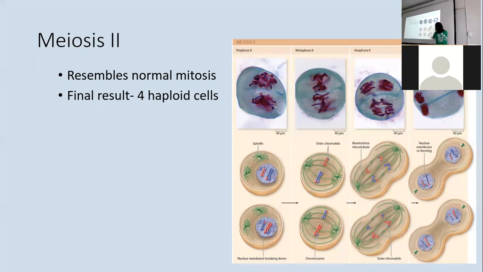And then each of those cells will go through telophase. We'll remake our nucleus around these sister chromatids. We'll divide. We're going to have 4 haploid cells with single copies of everything. And that's meiosis II. We end up with 4 haploid cells.